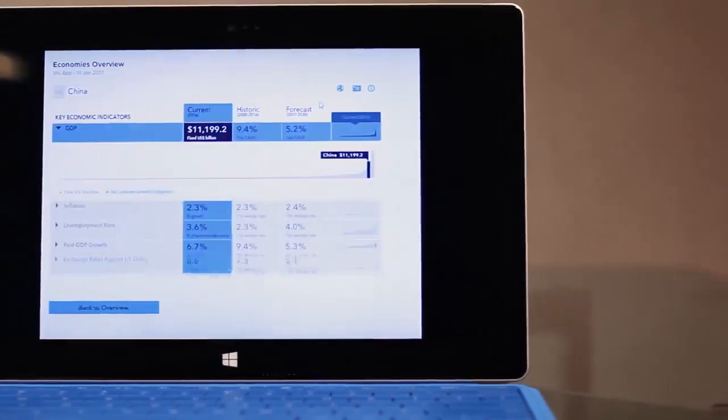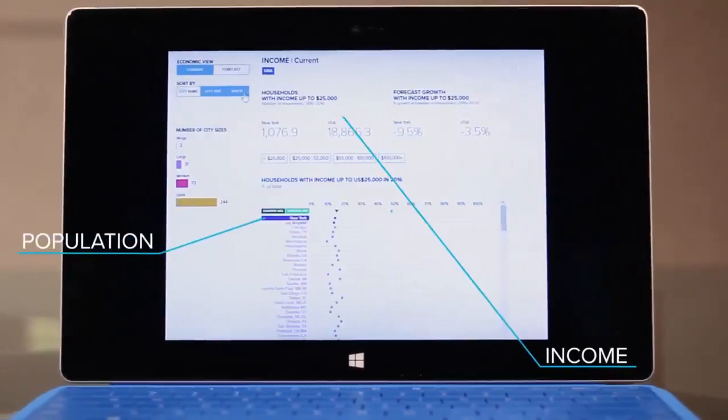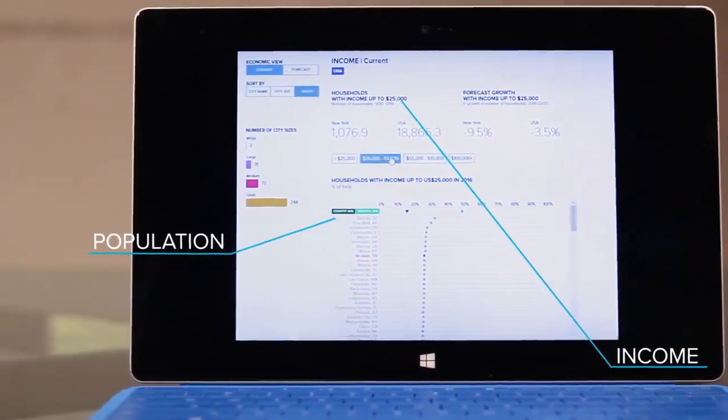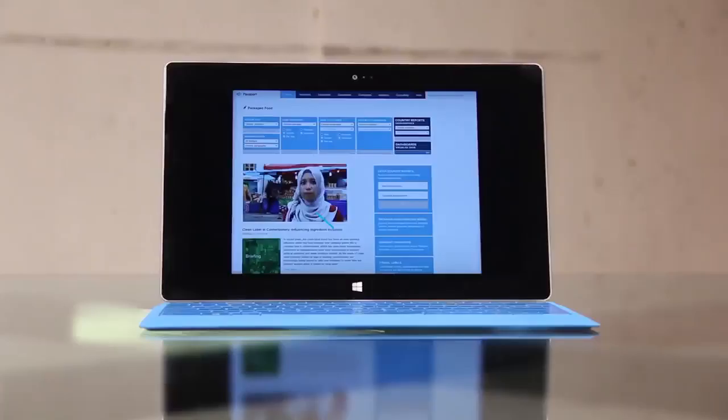Identify links between socioeconomic indicators, such as gross domestic product, income, population, and their connection with industry performance. Passport helps you gain an unbiased view of companies, country markets, and industries researched by our 800 analysts based locally around the world.